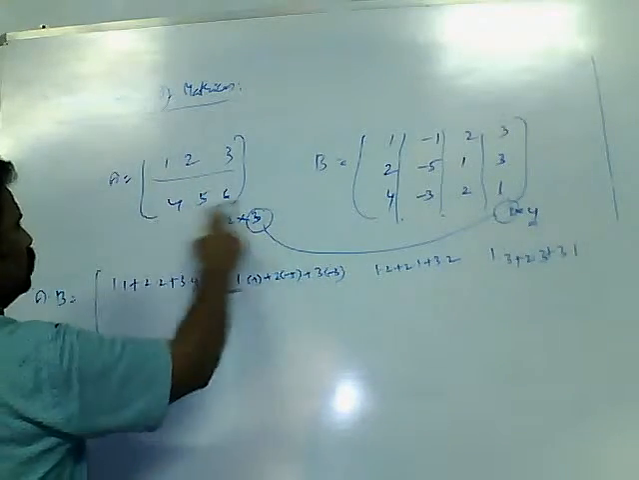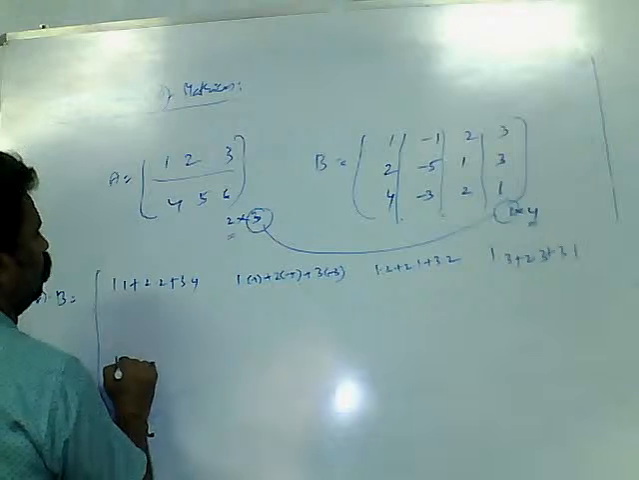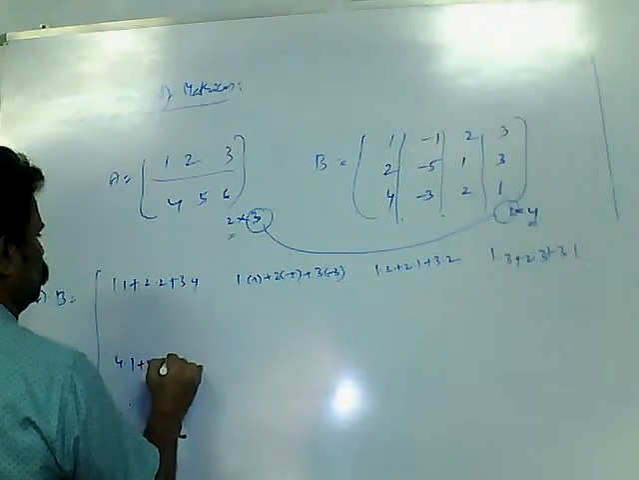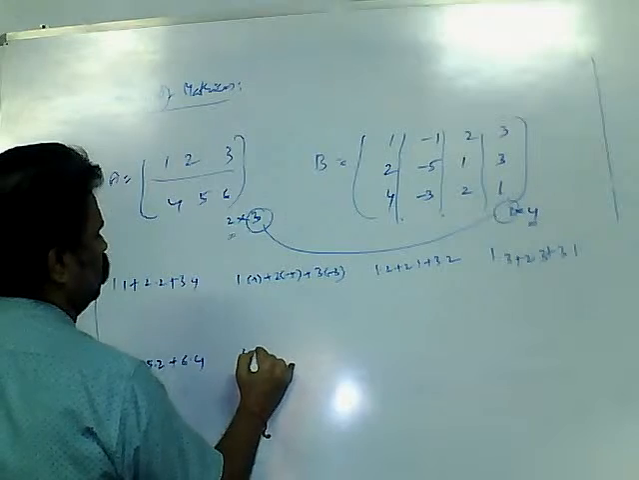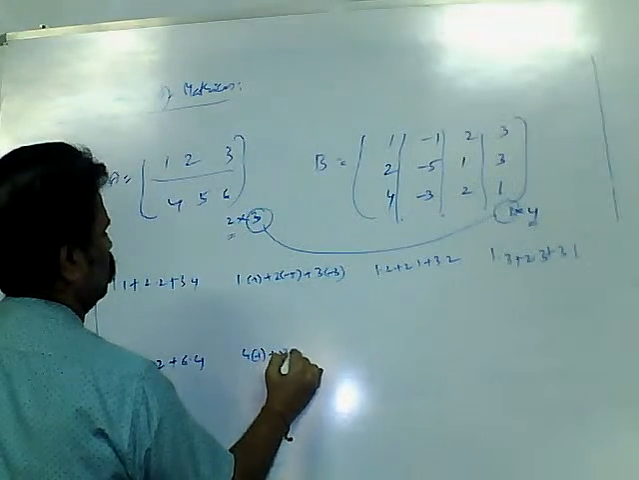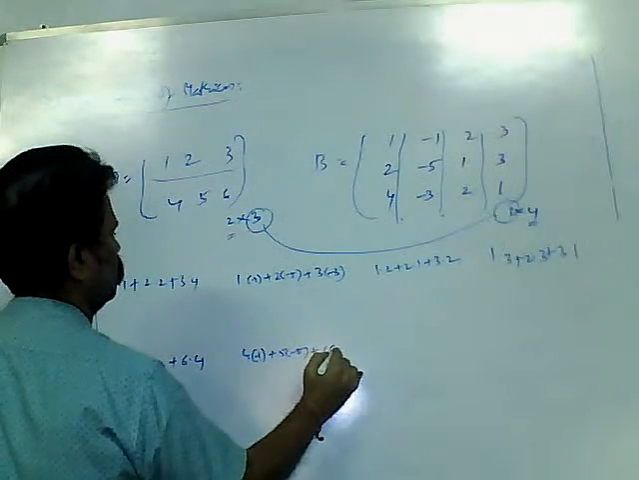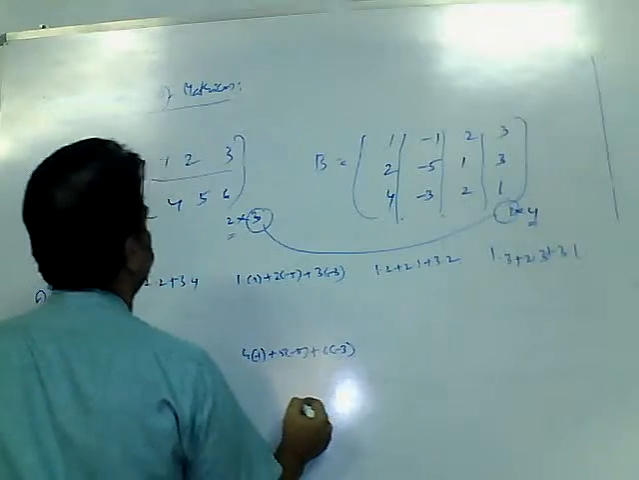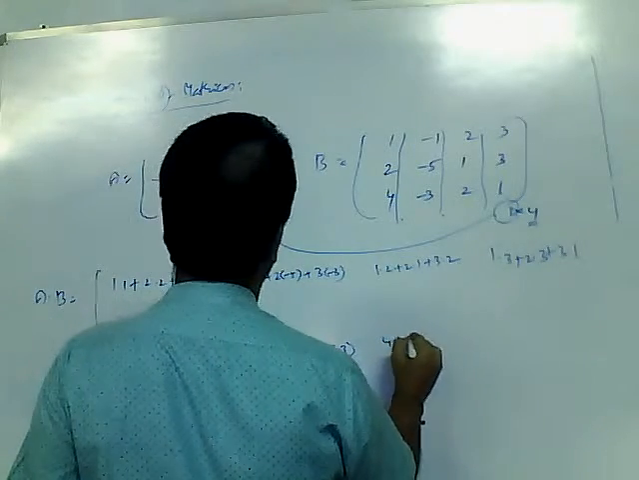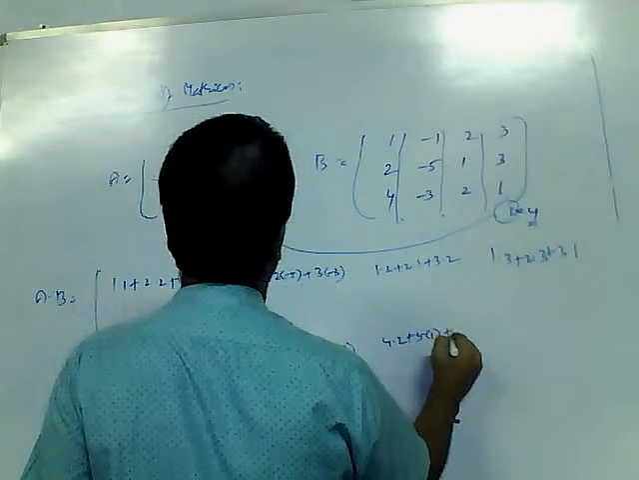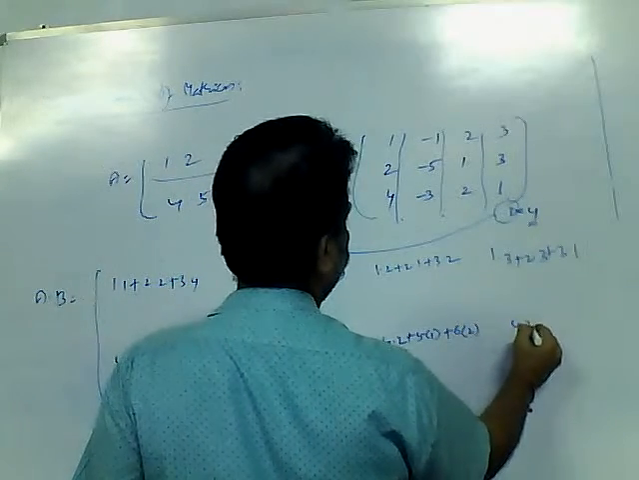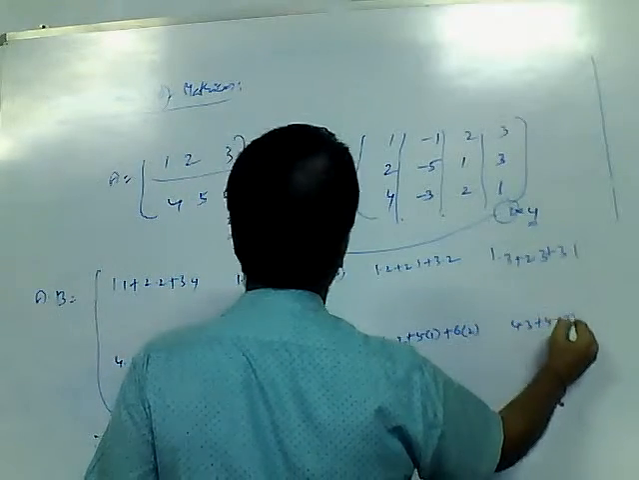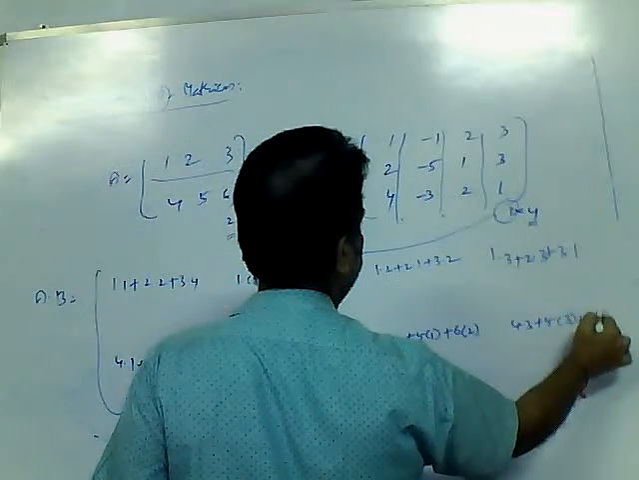Now the second row, which starts with 4, 5, 6: 4 into 1 plus 5 into 2 plus 6 into 4. Again, 4 into minus 1 plus 5 into minus 5 plus 6 into minus 3. Again the third one: 4 into 2 plus 5 into 1 plus 6 into 2. Again the fourth one: 4 into 3 plus 5 into 3 plus 6 into 1.